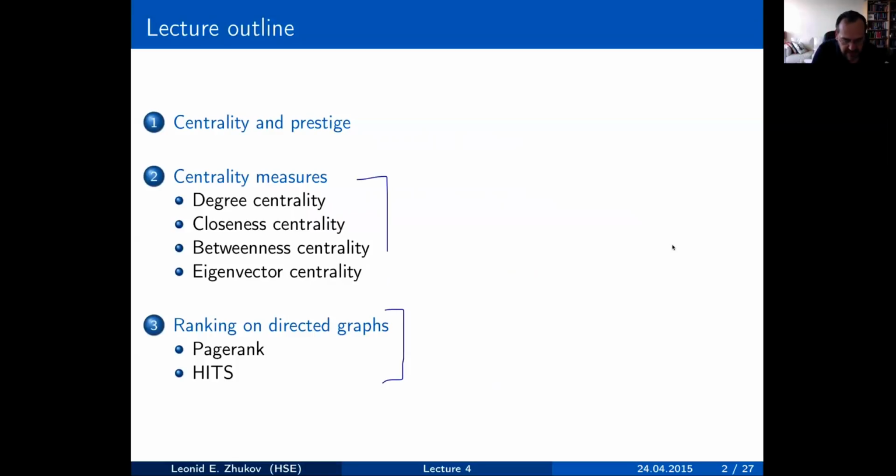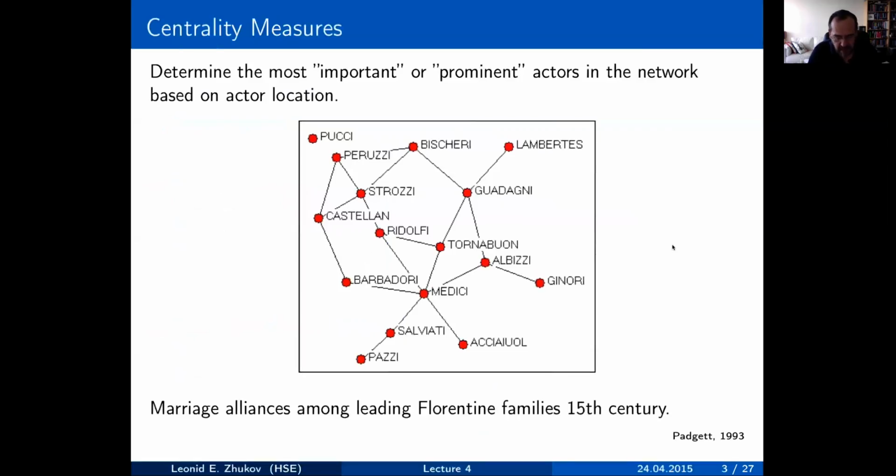Traditional centrality measures are about undirected graphs or undirected relationships, and directed graphs are when you have directed relationships, and we'll talk about subtle differences.